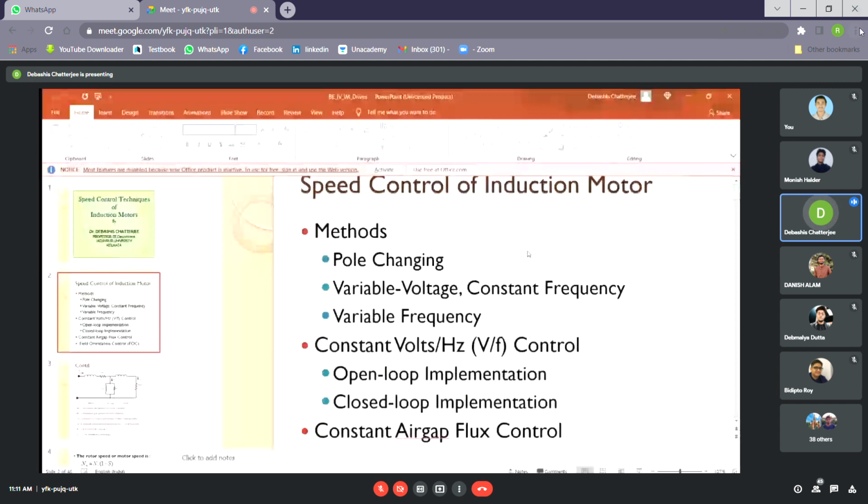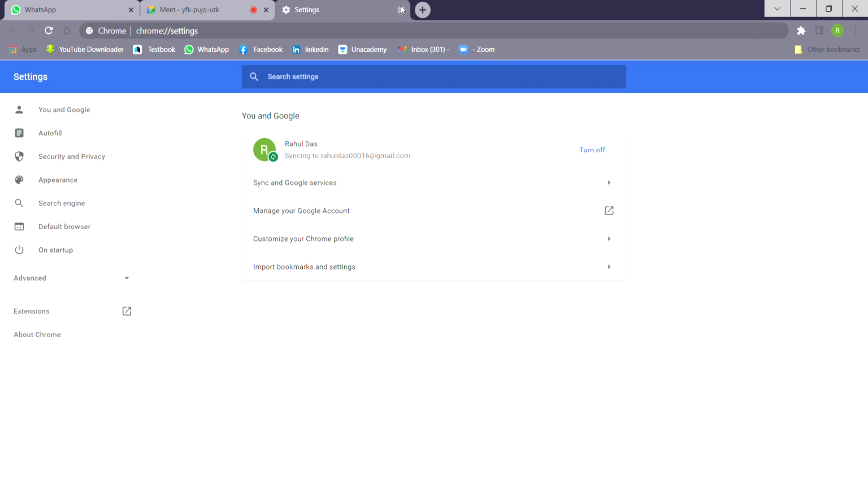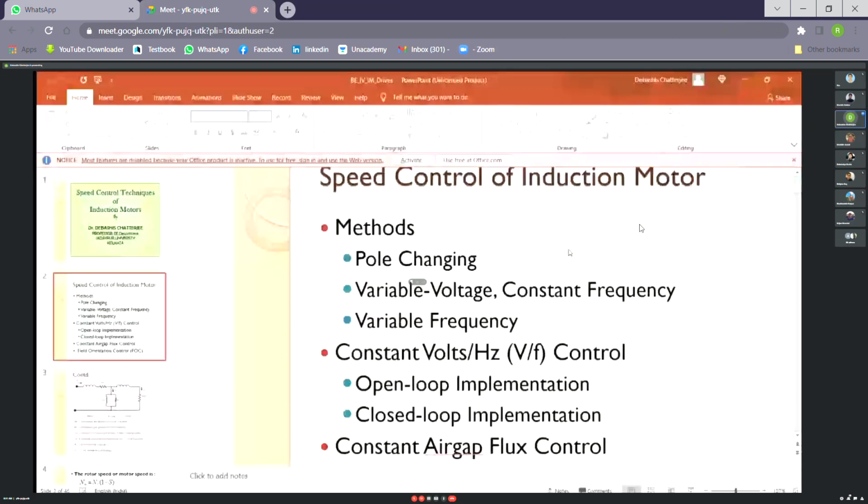The rotation is due to the interaction of these two magnetic fields, the stator magnetic field and the rotor magnetic field. Now what happens when you impress a voltage at the stator terminals? The stator has three-phase windings, as I've said, and they are distributed windings.